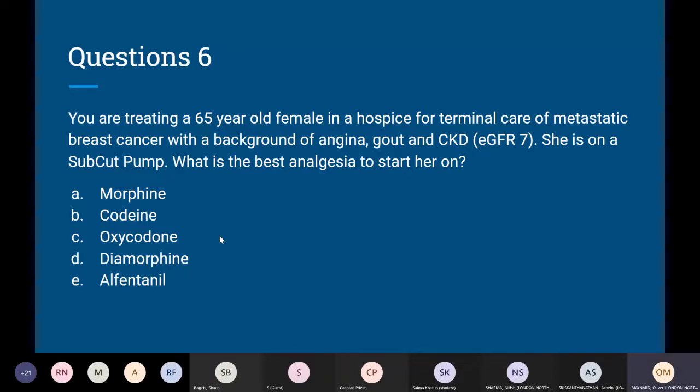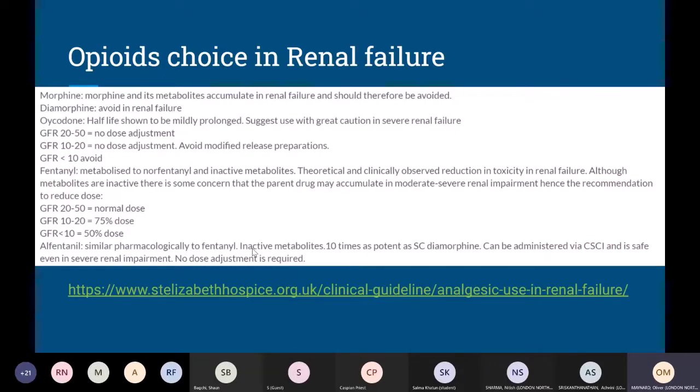Okay, so it seems like most of you have gone for E, alfentanil, which I believe is the correct answer. So obviously this patient has CKD and has a very low eGFR. They have end-stage renal disease. So our choice of painkiller will be dependent on that. So there's really good guidelines you can find. Your own trust might have guidelines themselves.